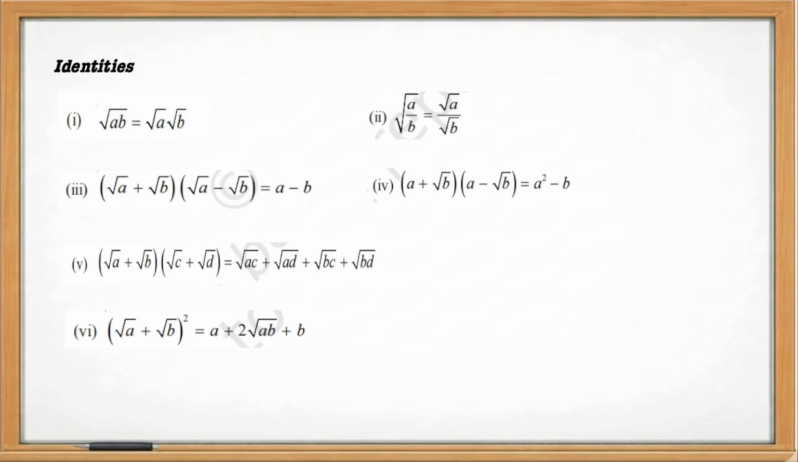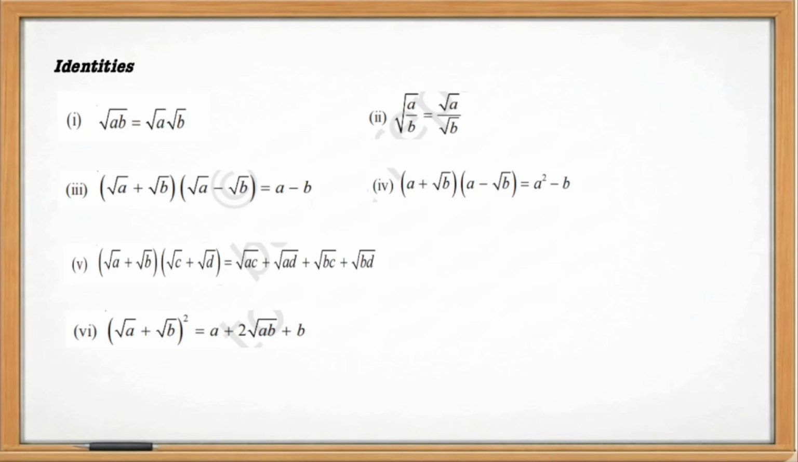These are some identities which are very important in this chapter. The first identity is root AB is equal to root A, root B. Second one is whole root A by B is equal to root A by root B. Third one is root A plus root B into root A minus root B is equal to A minus B. If you learn all these identities by heart, it will be very easy to do the problems. The question part will be very easy.